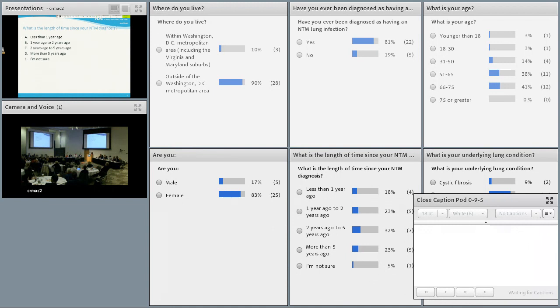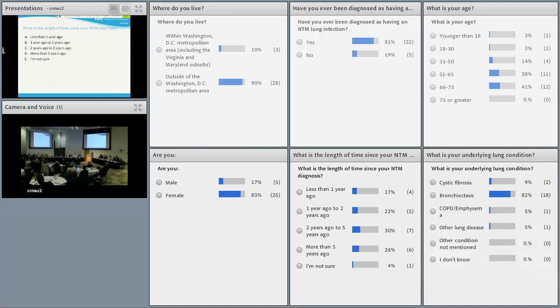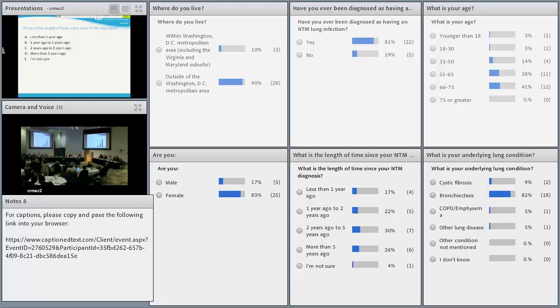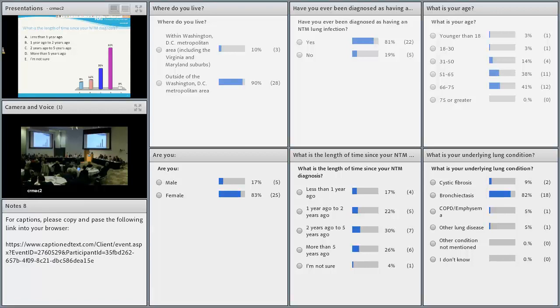All right, what is the length of time since your NTM diagnosis? A, less than 1 year ago, B, 1 to 2 years ago, C, 2 to 5 years ago, D, more than 5 years ago, or E, I'm not sure. Okay, so it looks like about half of you in the room have been diagnosed for more than 5 years. But again, it looks like we have several of you that are within this range of newly diagnosed to about 2 to 5 years ago. Okay?